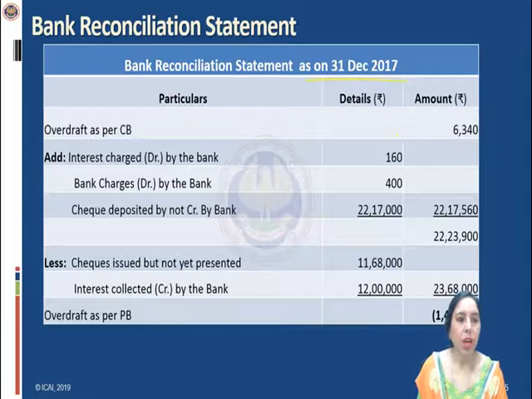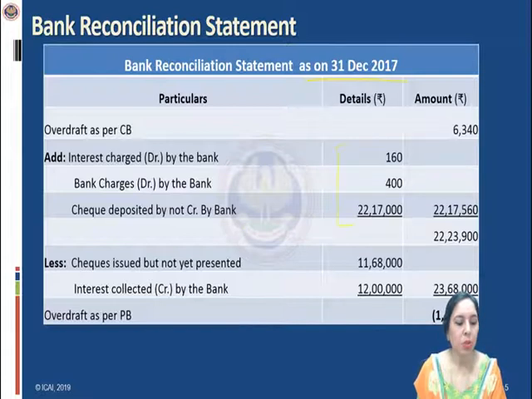Now interest charged by the bank. Bank has debited, you have not credited. So this is to be added. Similar is the bank charges. Bank has debited but cash book is not credited. So this is to be added. Third item is checks deposited but not credited by the bank.